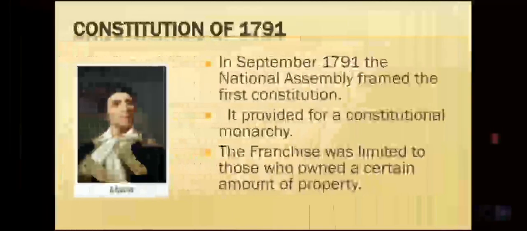Constitution of 1791. In September 1791, the National Assembly framed the first constitution. It provided for a constitutional monarchy. The franchise was limited to those who owned a certain amount of property. The common people who had stormed the Bastille were disillusioned with the development and found another outlet for their revolutionary energy. This was the Paris Commune. The Commune was in direct touch with the masses, that is, the people.